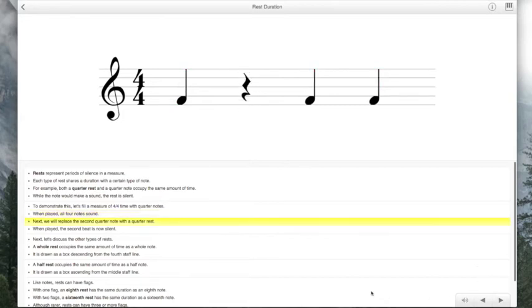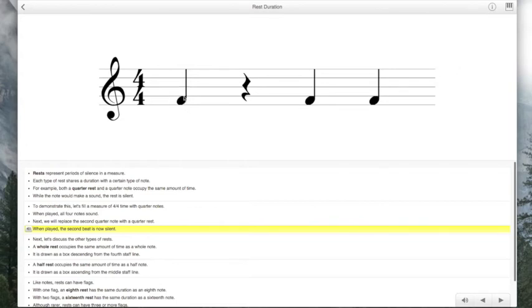And then next, we'll replace the second quarter note with a quarter rest. And when played, the second beat is now silent. So this was the first beat. This is the second beat. Each one of these is a beat because there are 4 of them. Again, when we get to time signatures, this will make a little bit more sense.